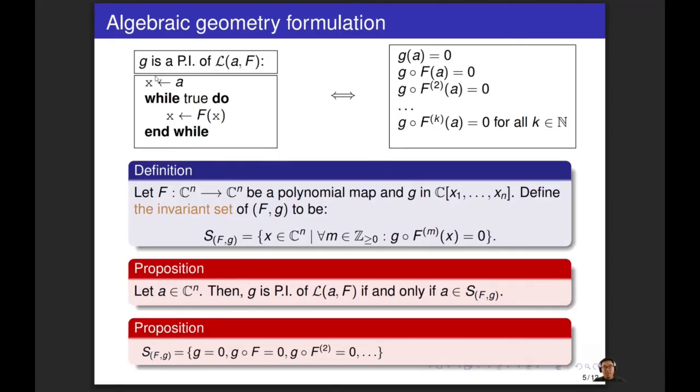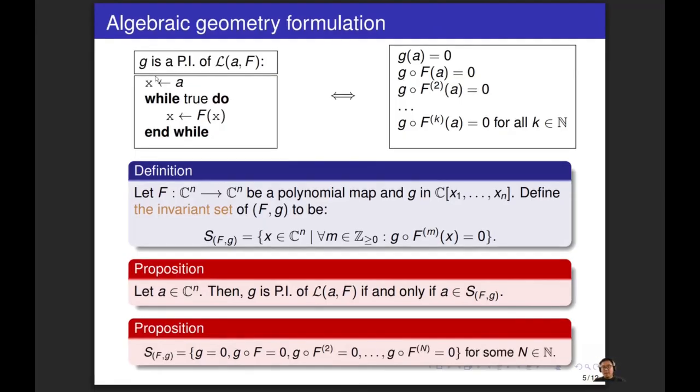In algebraic geometry, there is a property called the Noetherian property, which says the following. Every system of infinitely many polynomial equations has a finite subsystem with the same solution set. In other words, even if you start with infinitely many polynomial equations, only finitely many of them are needed to describe the solution set. If you use it, then there exists some natural number n such that this invariant set is the same as the common solution of these finitely many polynomial equations.